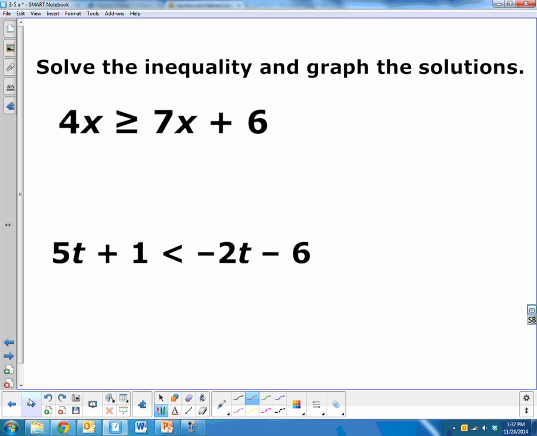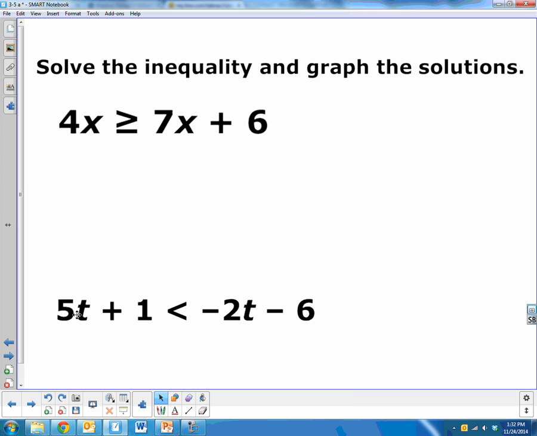Pause it. Try these two on your own. I'm going to assume that you paused it. I'm going to assume that you tried it on your own. Give myself a little bit of room here because I write big. So I'm going to get all my variables together first.